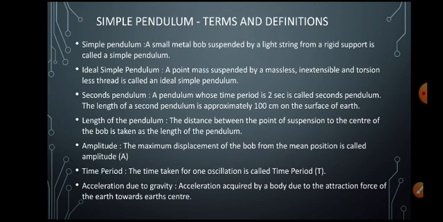Time period is the time taken for one oscillation. And by using this simple pendulum, you have to find out the gravitational acceleration, or acceleration due to gravity, at a place or at your place. So what is the acceleration due to gravity?